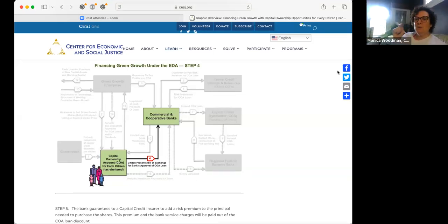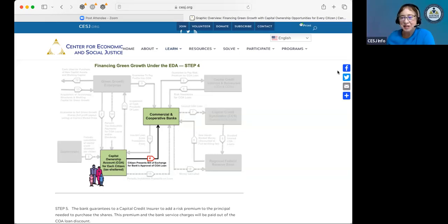Is the premium charged every time there's an allotment or a loan, or when the COA gets an annual allotment? I don't know what else to call it. So is that premium then taken out? It's not a one-time fee, it's a fee every time it's activated, I guess, right? It's a fee on each loan.